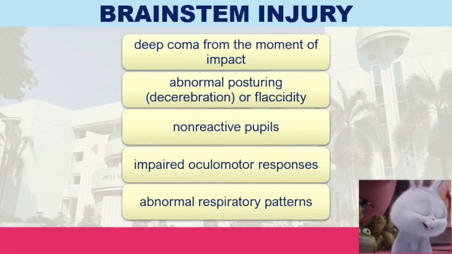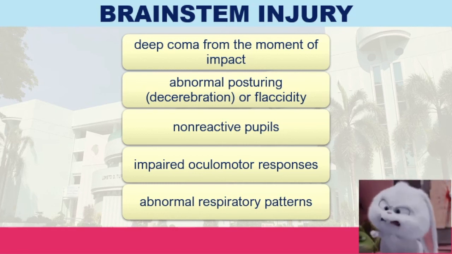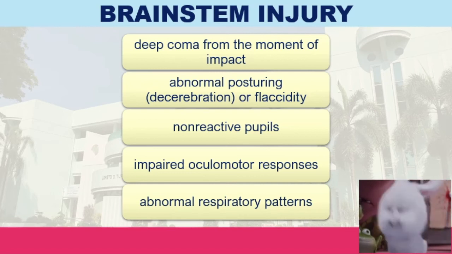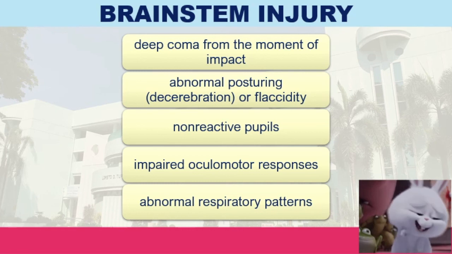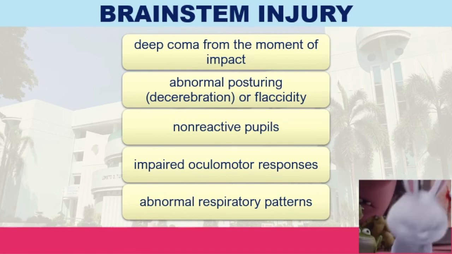Abnormal posturing, decerebration, or flaccidity may occur because of neuron damage. Pupils will be non-reactive. It may even be dilated. Impaired oculomotor responses. And then the cluster will be abnormal respiratory patterns. Your oculomotor responses will be related to the brainstem and occipital lobe. Your abnormal respiratory patterns are related to the functioning of your medulla oblongata.